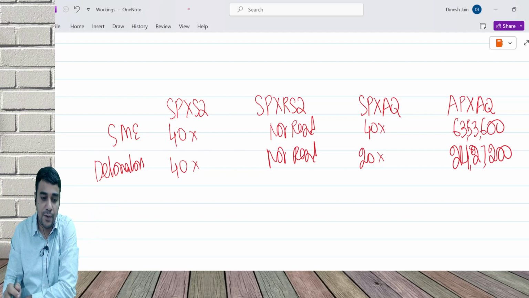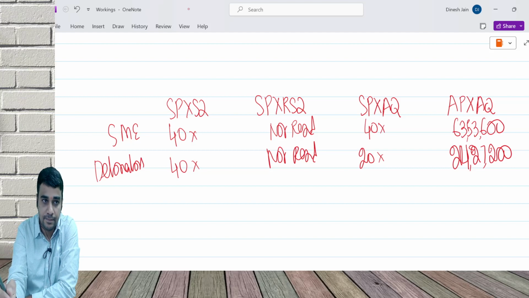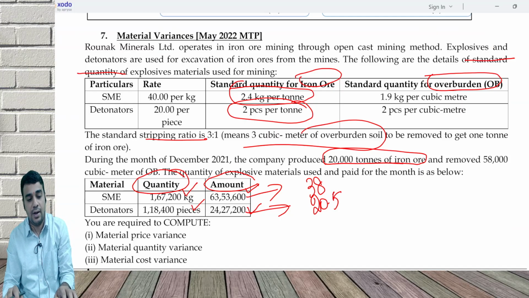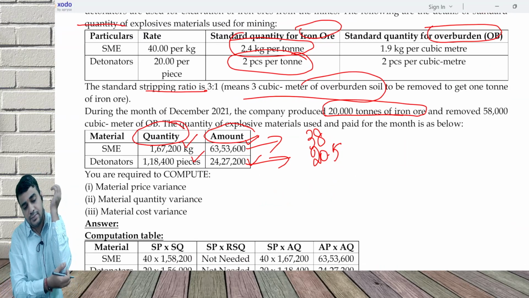What is the AQ figure of SME and detonators? 167,200, 118,400.